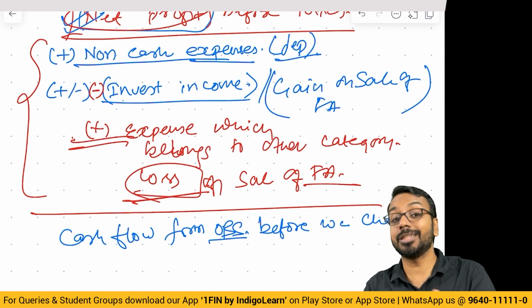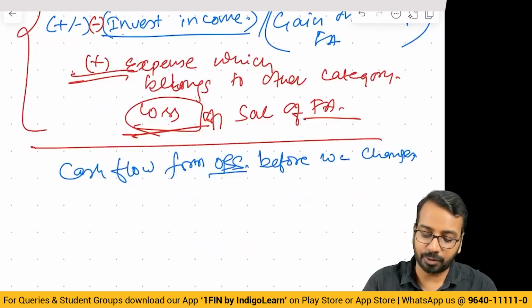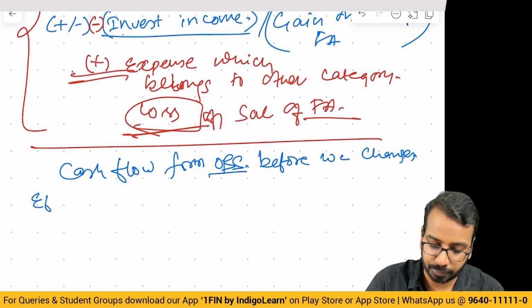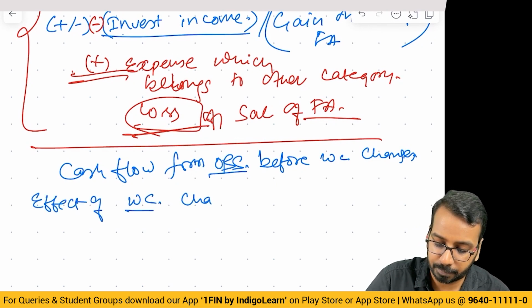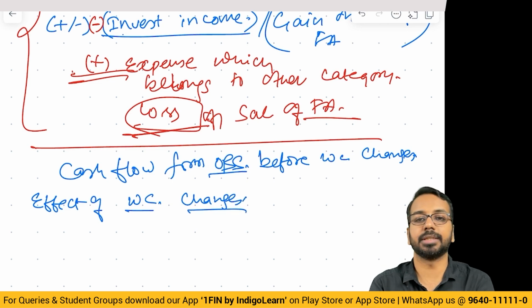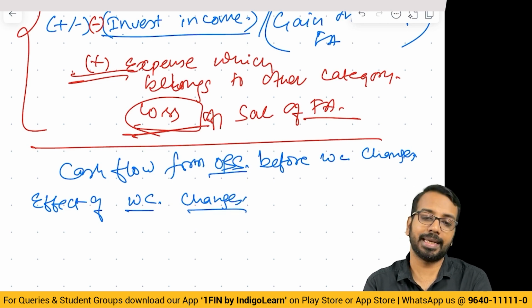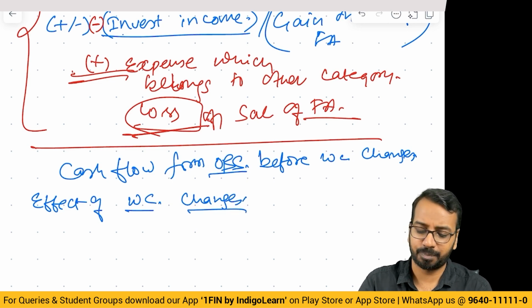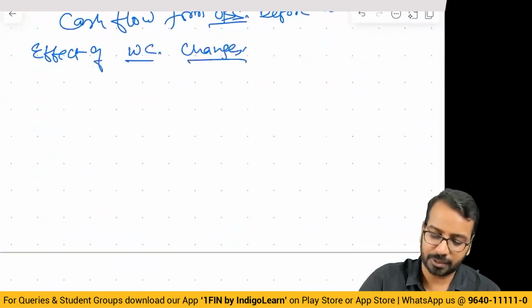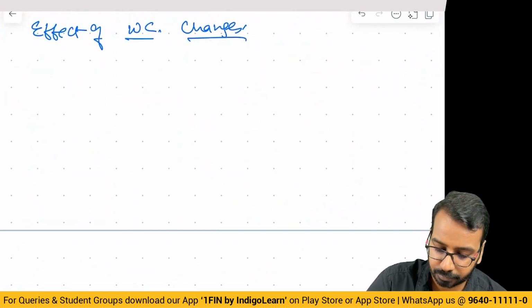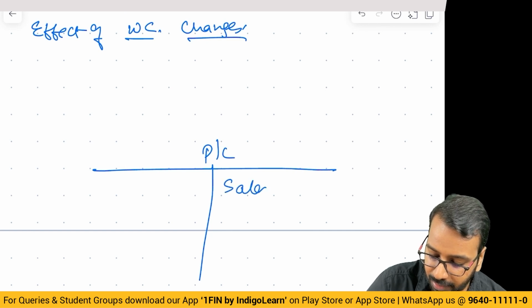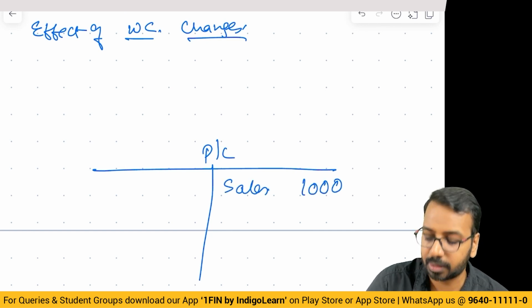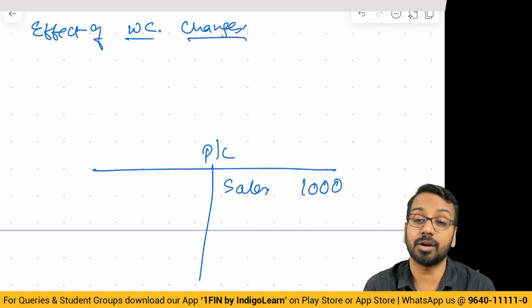Right. Now after this, what happens is I have to give effect of working capital changes. What is the meaning of that? Simple case. This is my P&L. Here I have recorded sales of 1000.